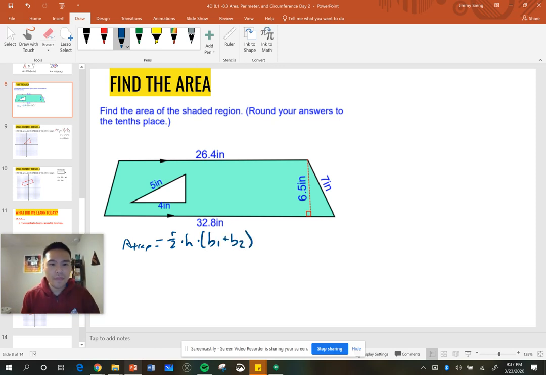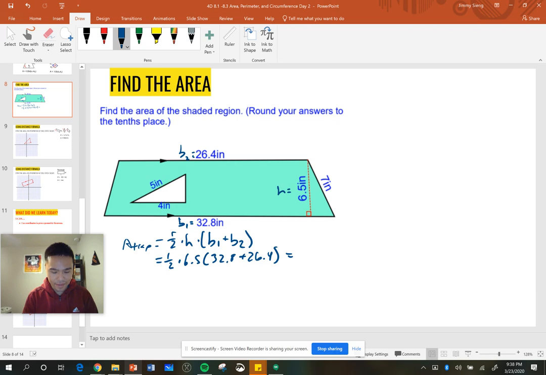So if I was to solve for that, I know that I need to find the height, which is 6.5. 32.8 is B1, B2 is the other one, right? So I know this is going to be 1/2 times 6.5 parentheses 32.8 plus 26.4. And I just put that in the calculator, right? You don't even need to stress about simplifying if you know how to use your calculator.